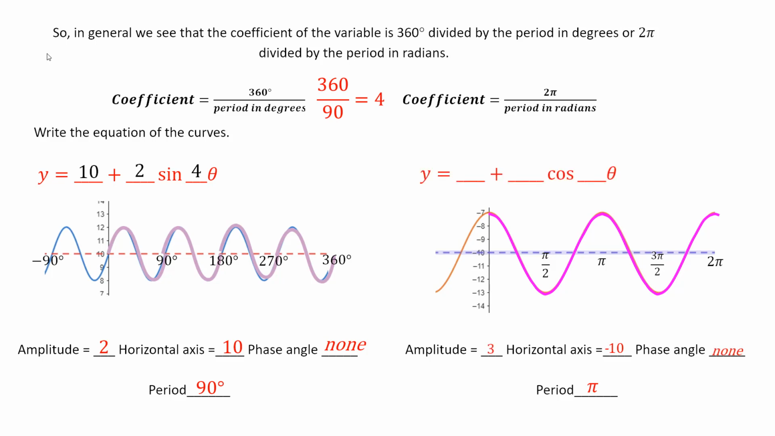So if we had this equation, we're writing it as a cosine now. First of all, we can put in the horizontal axis as -10, and then we will put 3, the amplitude, as the coefficient on cosine. And then to figure out the coefficient on theta, we're going to say 2 pi over the period. So 2 pi over pi in this case, and that is 2, and so that will be the coefficient on theta.